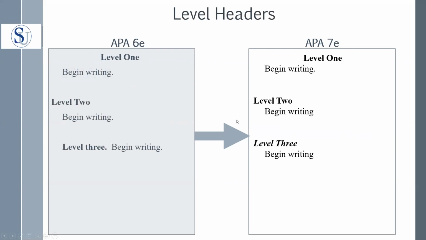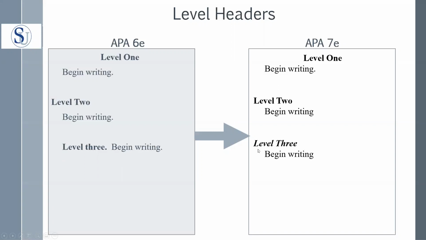So the level headers, the only change is with the level 3 header. Level 1 header, the level 2 section header, those have not changed, as you can see. However, the level 3 header in APA 6th edition was indented a ½ inch, and then students began writing right after the level 3 header. Now in the 7th edition, there's been several changes.